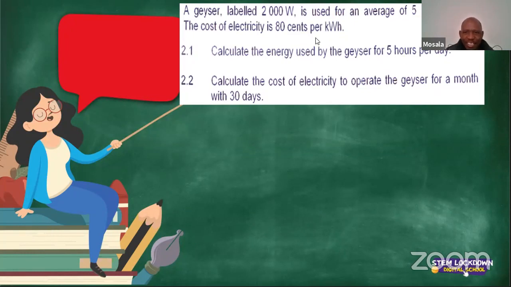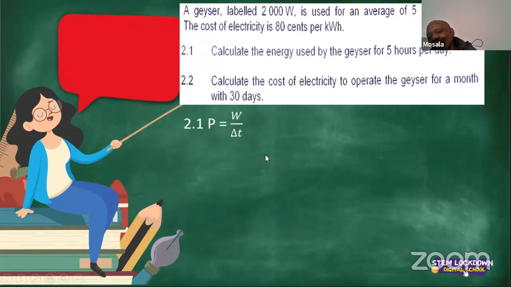So remember, we have said the unit for electricity is kilowatt hour. When you have bought, let's say, 100 units of electricity, you have bought 100 kilowatt hour. So now, calculate the energy used by the geyser for 5 hours a day. The other thing is to calculate the cost of electricity to operate the geyser for a month with 30 days.